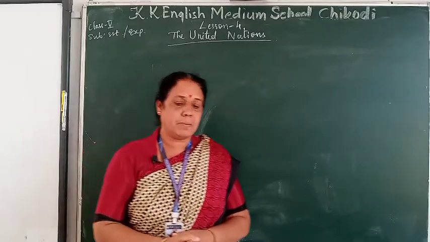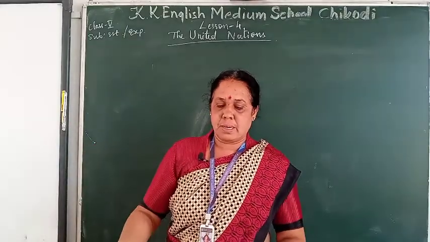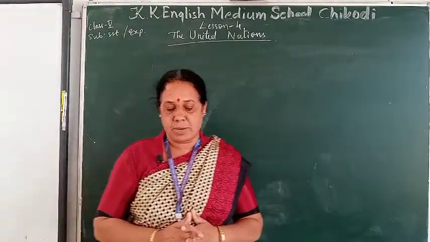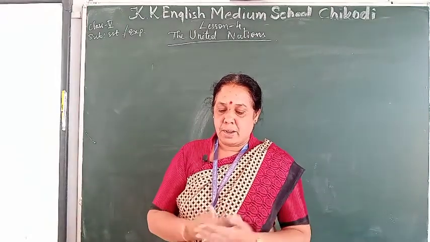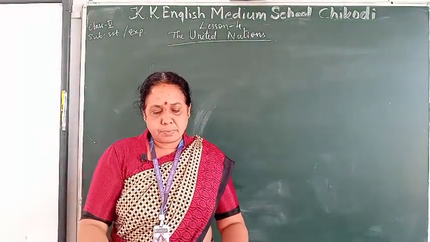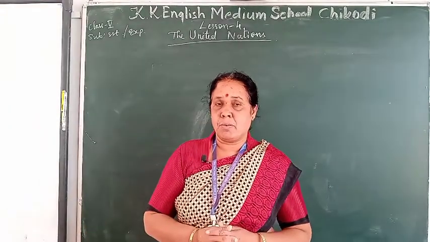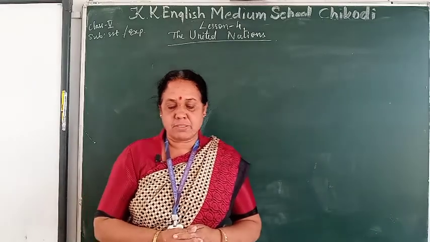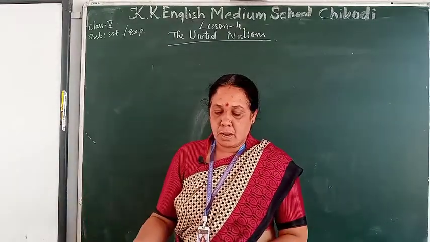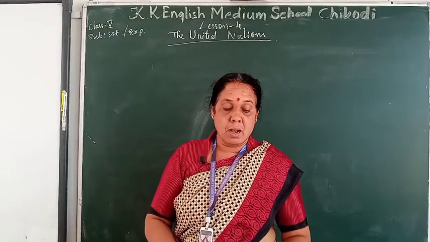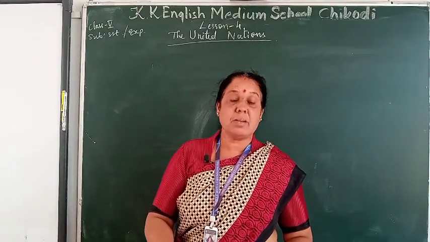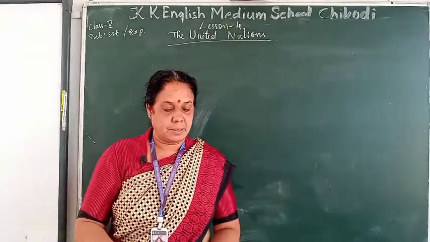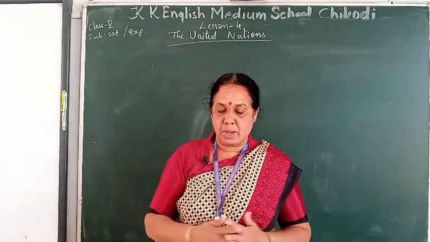Dear students, in the previous class we have already started learning lesson number 4, the United Nations. In the previous class I told you why the United Nations is there and the organs of the United Nations. We have learned there are 6 organs of the United Nations. They are the General Assembly, the Security Council, the Economic and Social Council, the Trusteeship Council, the International Court of Justice, and the Secretariat. About this we have already learned.